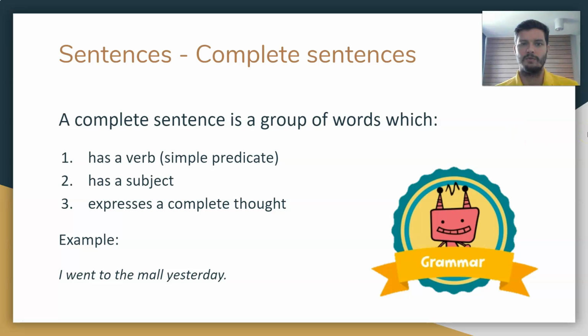All right. So first of all, what is a complete sentence? A complete sentence is a group of words which, first of all, has a verb, it has a subject, and it expresses a complete thought.